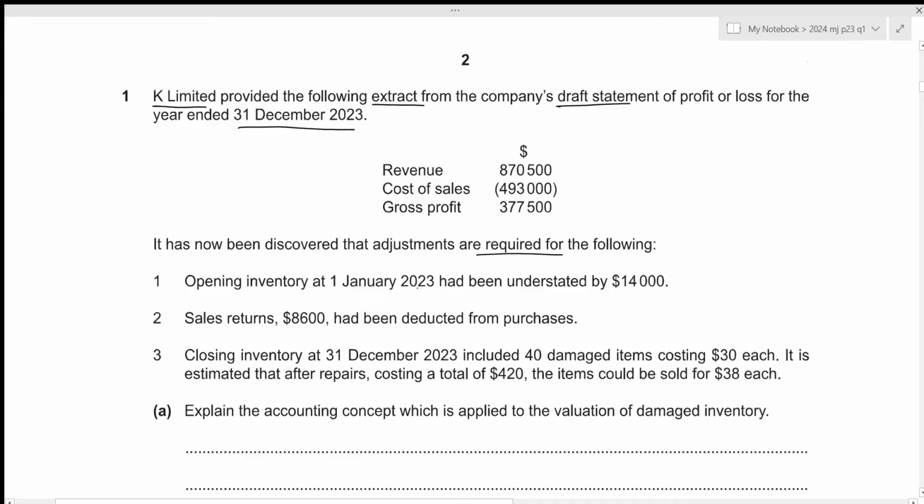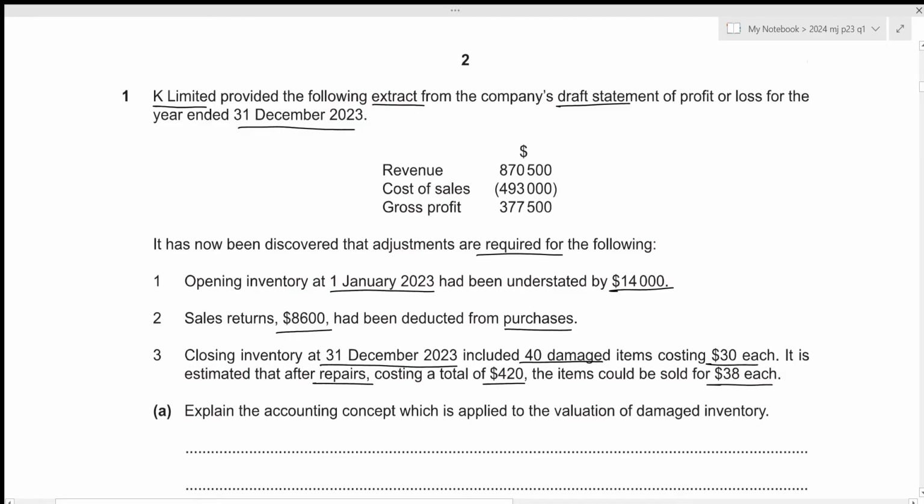Opening inventory at 1st January 2023 had been understated by 14,000. Sales returns of 8,600 had been deducted from purchases. Closing inventory at 31st December 2023 included 40 damaged items costing 30 each. It is estimated that after repairs costing a total of 420, the items could be sold for 38 each.